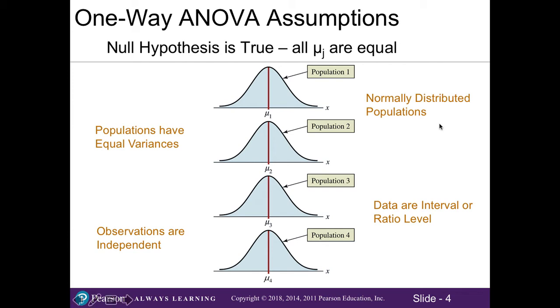Our populations are normally distributed, so they're bell-shaped. And the data that we're looking at are interval or ratio. Remember, this just means numbers that we can measure. So test scores, for instance, are ratio.